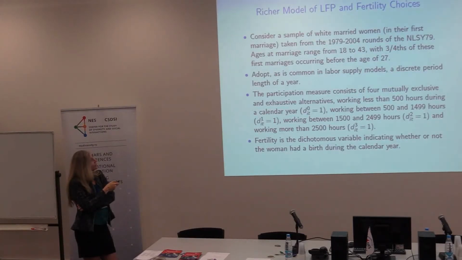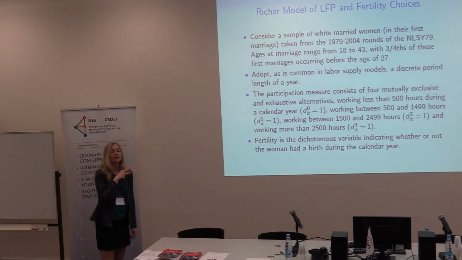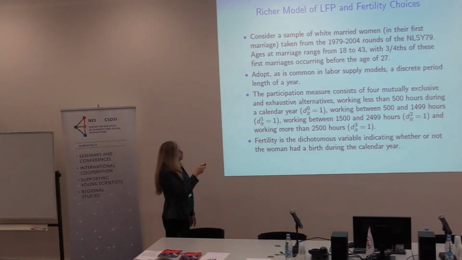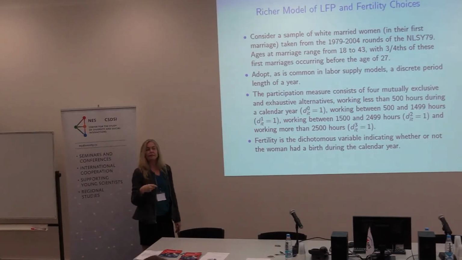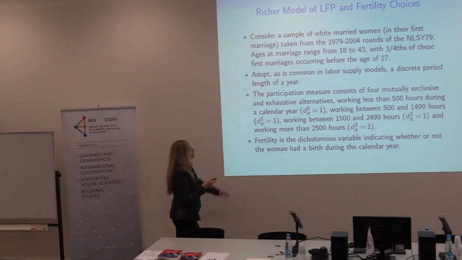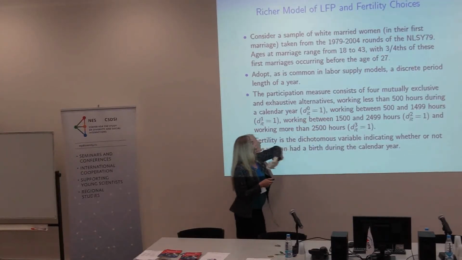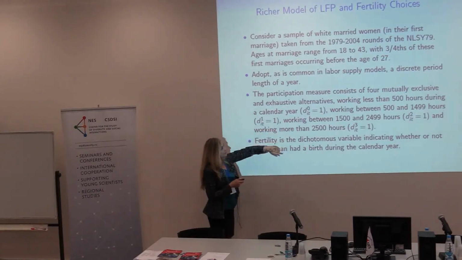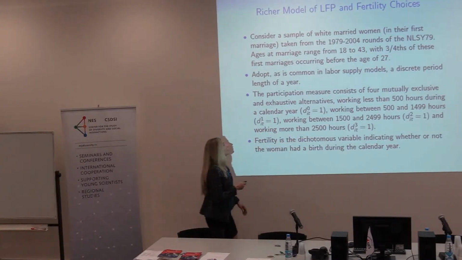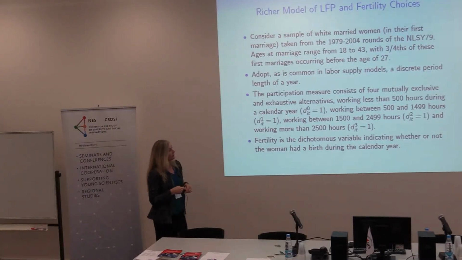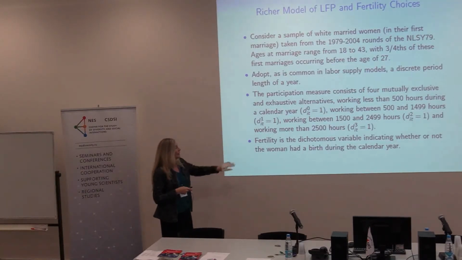Okay, so here's a richer model. If you did a binary model, you probably couldn't get it published, because people would think it was too simple. But this is the type of model you could probably get published, because it's more realistic. Suppose we're modeling labor supply, not only whether you work or not, but also how many hours you work, and also modeling fertility. These are the alternatives: work less than 500 hours, work between 500 and 1499, work between 1500 and 2499, or work more than 2500 hours. So now we have dummy variables for these different categories, D0, D1, D2, D3, and then also fertility.